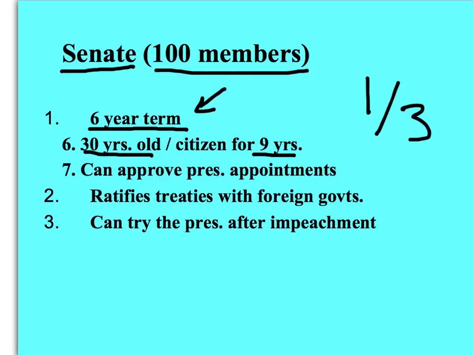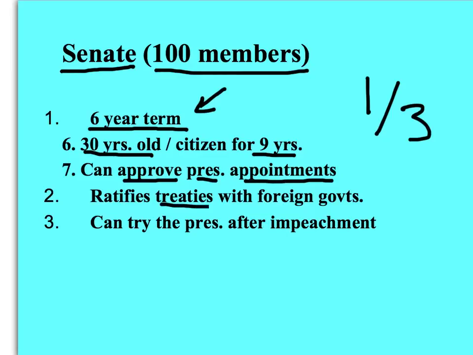Now, the Senate has some unique jobs that only the Senate alone has. They approve presidential appointments. This is one of the checks on the executive branch. The president nominates, but the Senate has to approve. So you might need a new Secretary of Defense, say. The president goes, I'm going to nominate Bill to be the Secretary of Defense. Well, he nominates him, but the Senate has to approve it. And if the Senate doesn't approve it, then he does not get to be the Secretary of Defense. So that's a check.